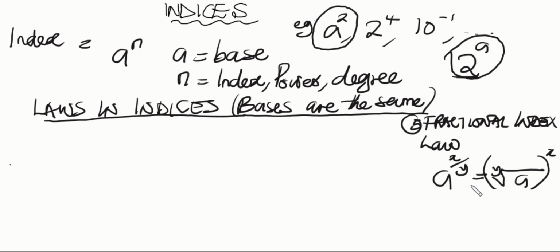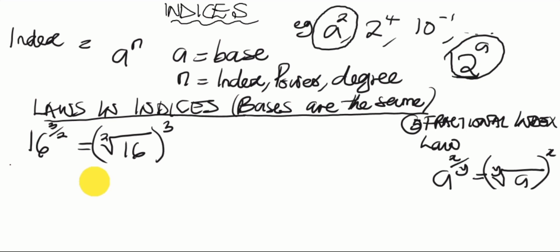So let's use an example on that. Let's say we have 16 raised to power 3 divided by 2. Now you see this is 16 the base, and the power there is an index. So 2 is the denominator, so it's going to be the square root of 16, then raised to the power 3. And we know the square root of 16 is 4. That's 4 raised to the power 3, and that will give you your answer. Then you can multiply that out and get your answer in the normal form. So that's how to use the fractional index law.